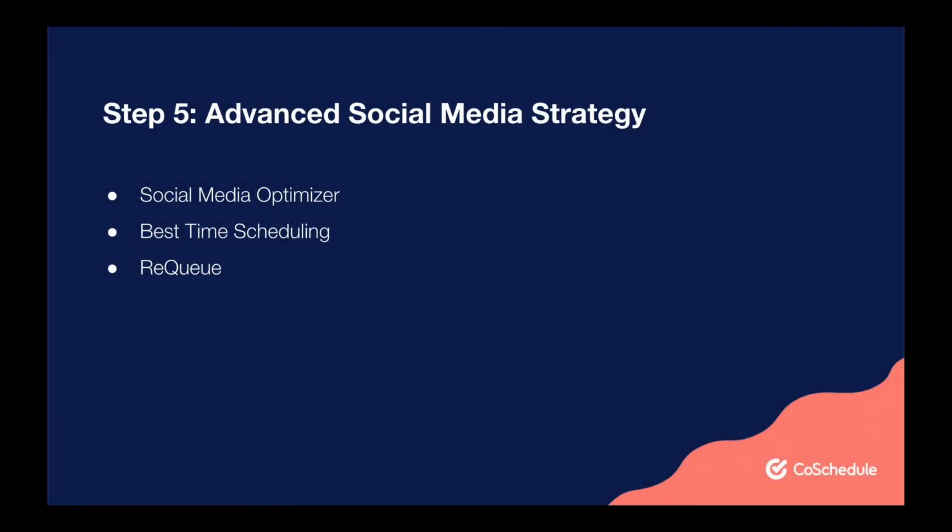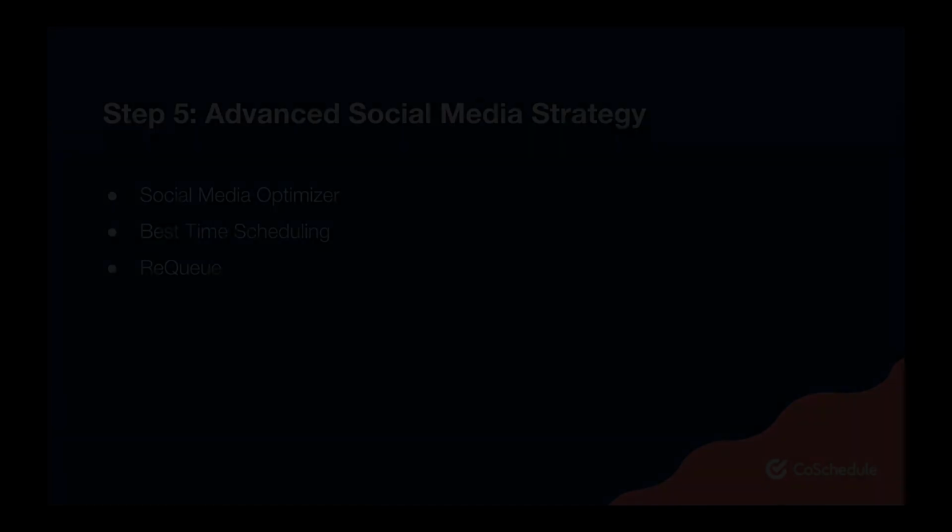Next up, Requeue. You might have heard a little bit about Requeue, and it's one of the most popular features of CoSchedule. What Requeue does is it allows you to reschedule evergreen content to be promoted again at a later date without any work on your own behalf. What this does is it ensures your social media channels are always filled with great content, so you're never sitting stagnant, and it also ensures that those evergreen blog posts that you work so hard to create will always be getting great traffic to them.